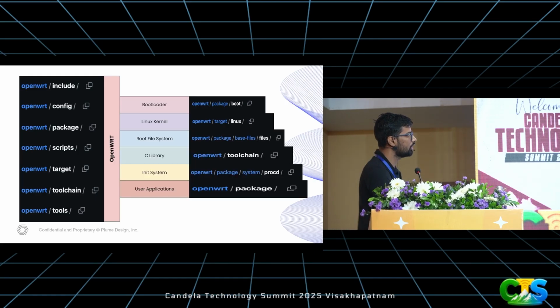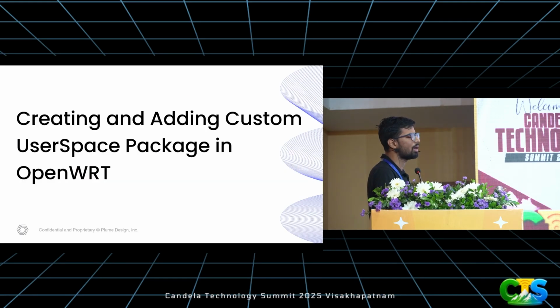The Linux kernel and the bootloader, I think most of us know. The root file system is basically how you arrange your directory structure and do things inside that. The C library is used for compilation and the toolchain. The init system is how you want to align the processes and how you want to sequence them. And of course, the user space applications, which are nothing but the applications that you see in an App Store. It's kind of an App Store for OpenWrt.